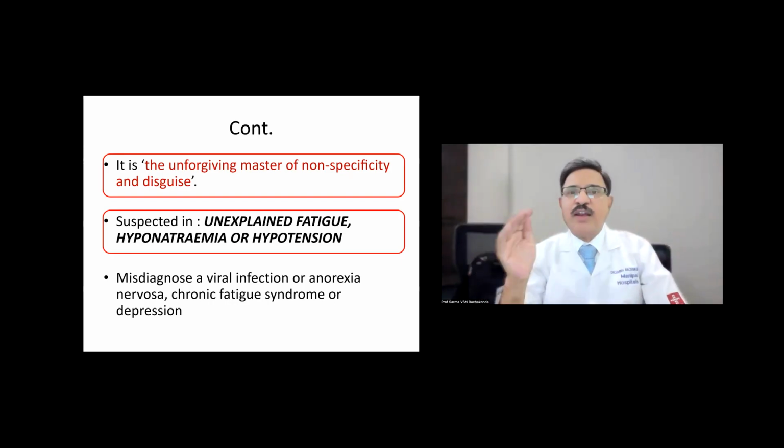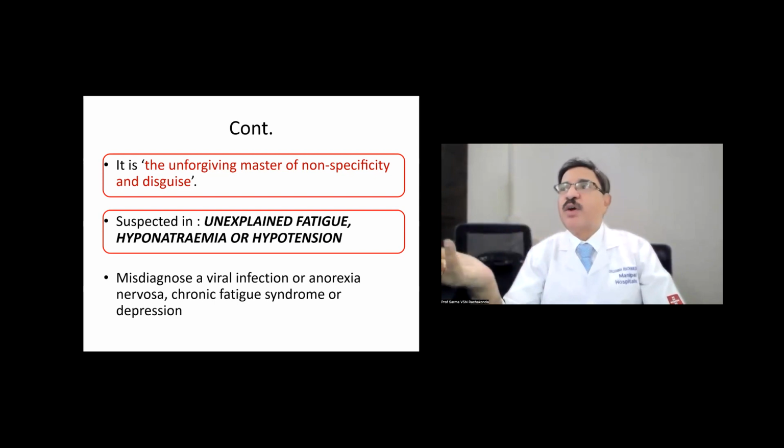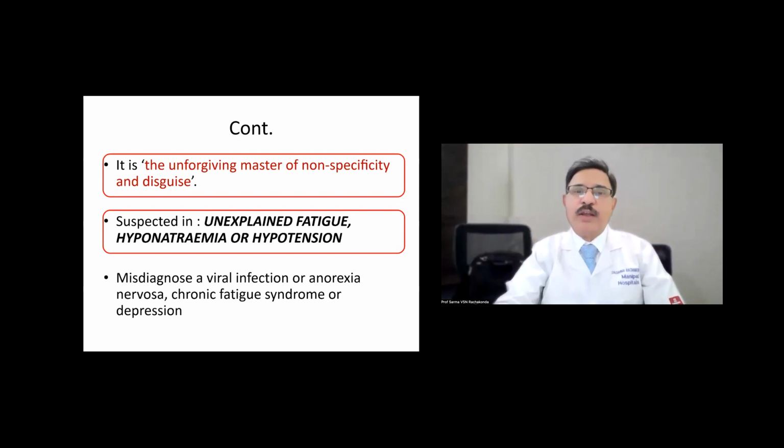Misdiagnosed as a viral infection, anorexia nervosa, chronic fatigue syndrome, or depression. Usually they'll say, oh, you had a viral infection. No, that's why you are feeling very weak. They will brush aside and miss that. Or they will say, this could be anorexia nervosa. This woman is also depressed. She is not eating. Probably this is the cause of her weakness and hypotension. Or depression also looks like this. So you have to be very careful.